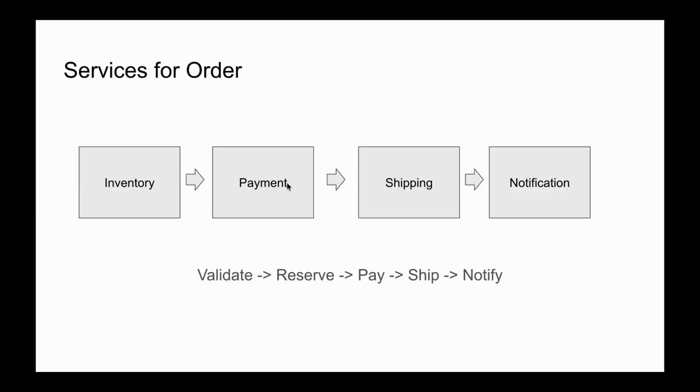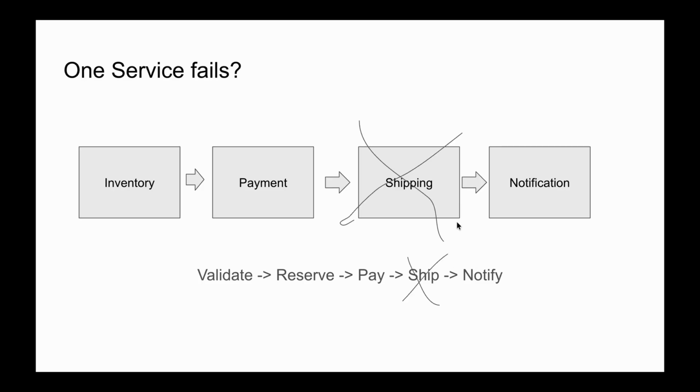For the order processing, we actually have 4 backend services. We have the inventory service, a payment service, a shipping service, and a notification service. If a user submits an order, we go through this sequence. We validate, then reserve the inventory through this service, then go through payment through the payment service, then the shipping service, and then the notification service here.